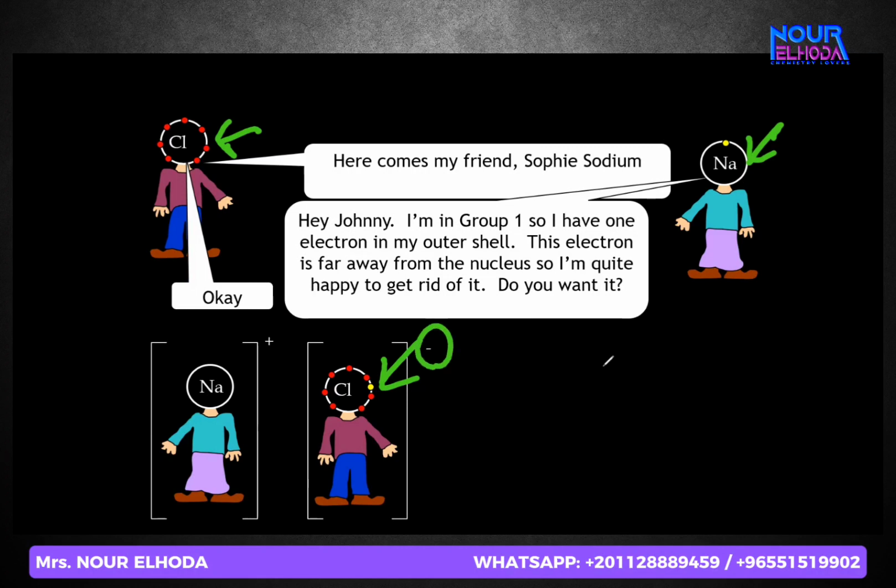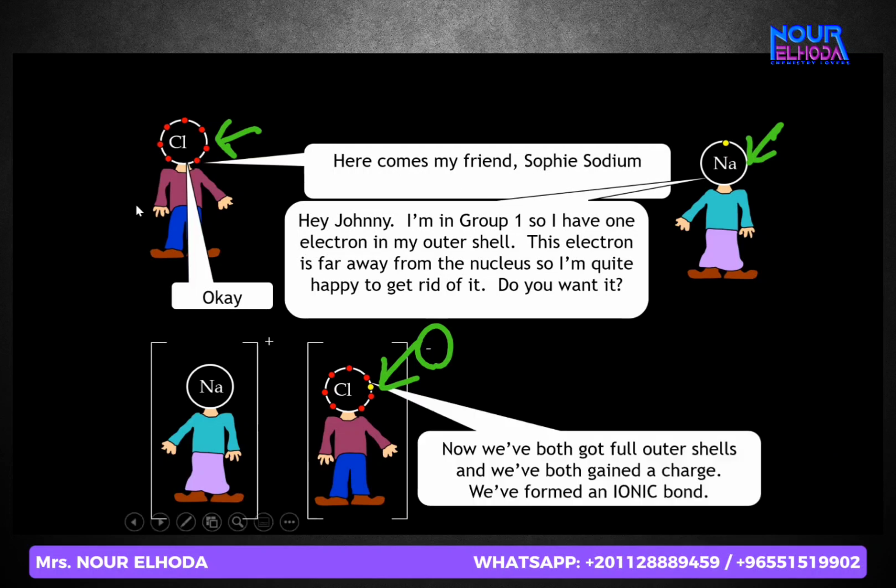Okay, so what will happen now? Oh, you see, now there is a bond. Between them there is a bond. Between the positive ion and the negative ion there is a bond called an ionic bond. Exactly, Yanuri, that's true.